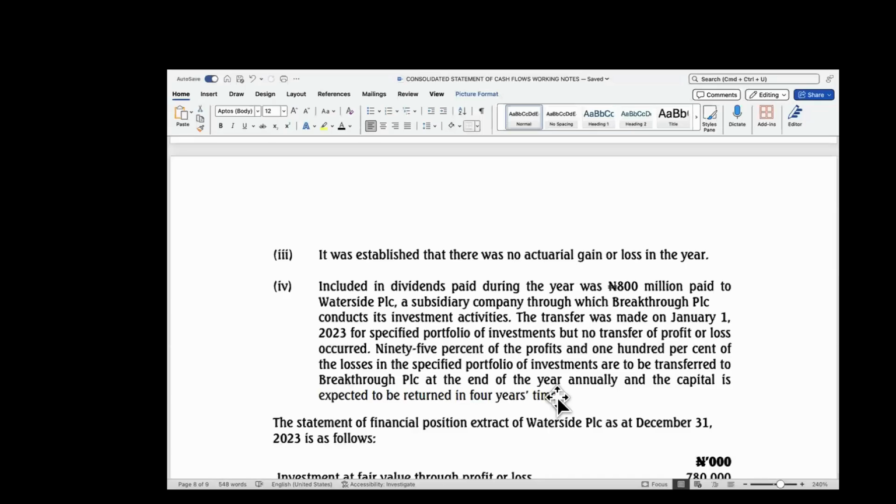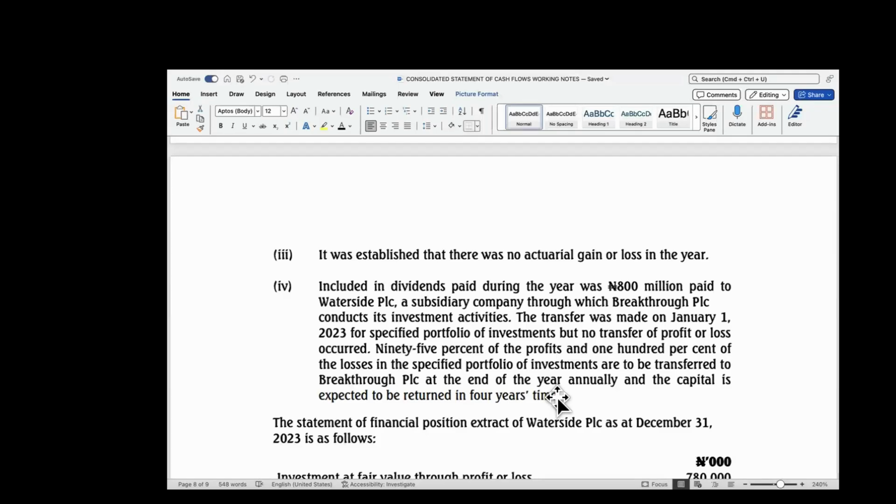So the only thing I can say here is this, that included in dividend paid during the year was 800 million paid to Waterside. So that means that this is not dividend paid to Waterside. This is an investment in Waterside. I'm going to treat this as an investment in Waterside, not dividend paid to Waterside. So that's the interpretation here. It is an investment, not dividend.